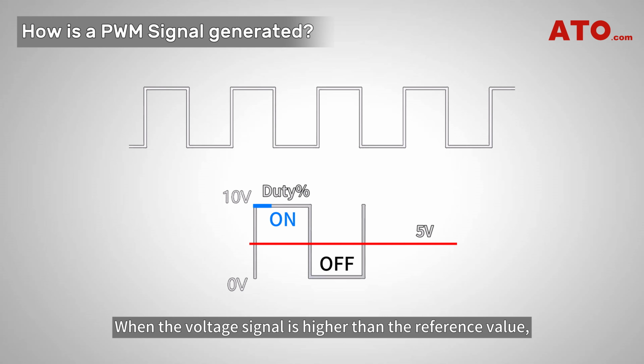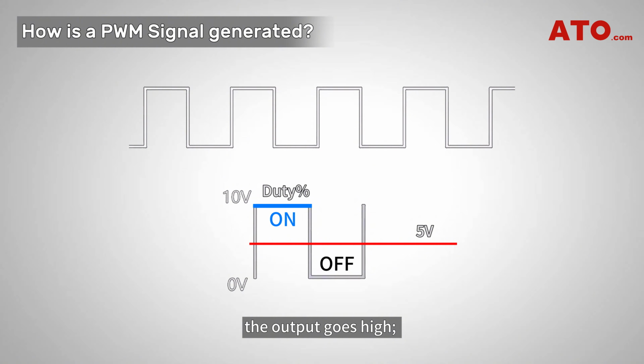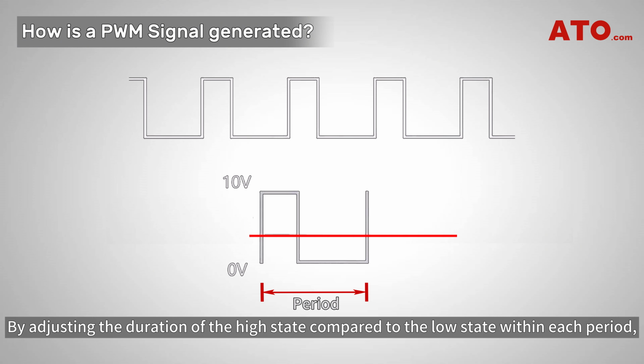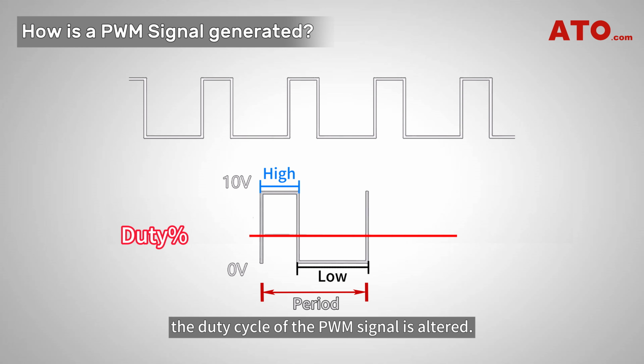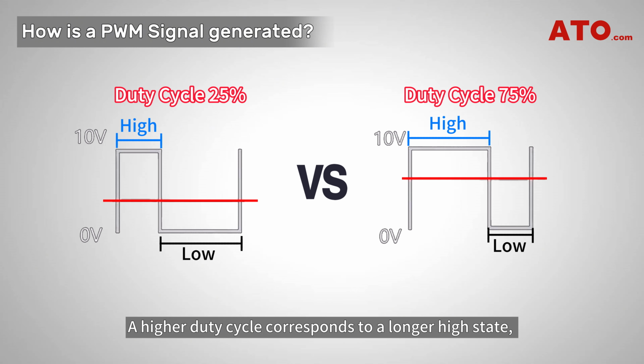When the voltage signal is higher than the reference value, the output goes high. When it is lower, the output goes low. By adjusting the duration of the high state compared to the low state within each period, the duty cycle of the PWM signal is altered. A higher duty cycle corresponds to a longer high state, while a lower duty cycle results in a shorter high state.